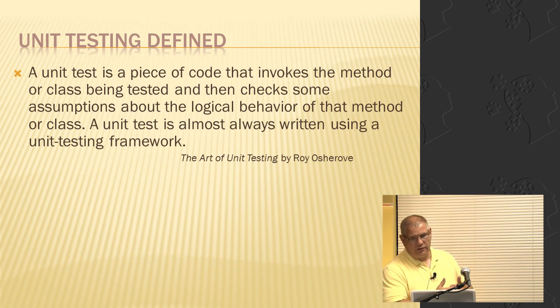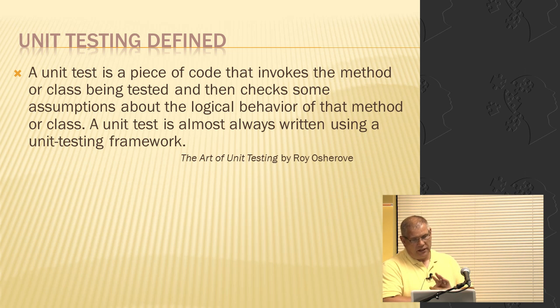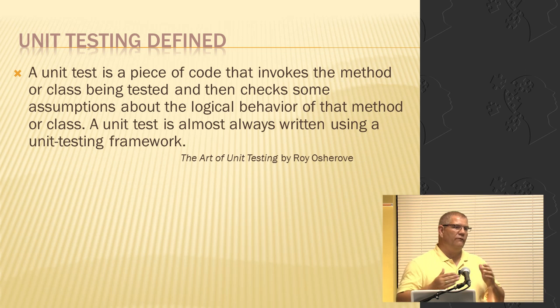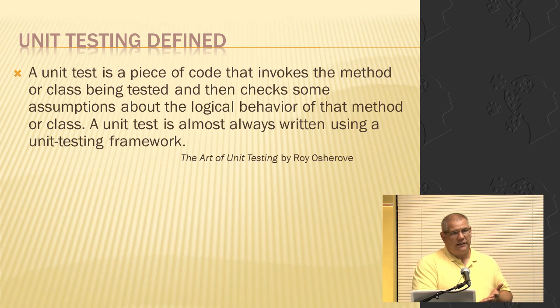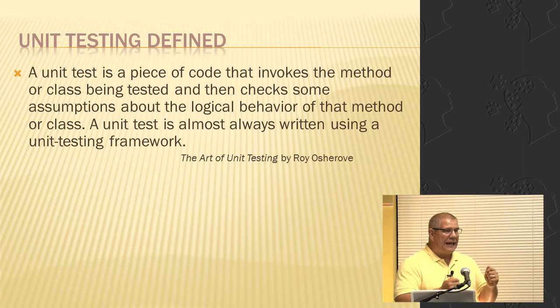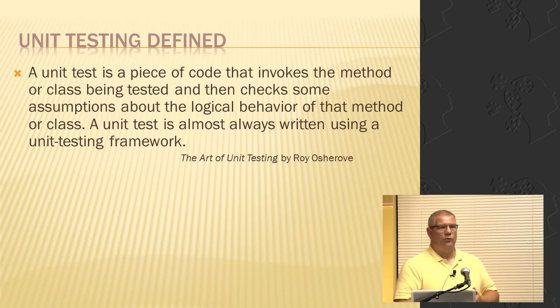A unit test is a piece of code that invokes the method or class being tested and then checks some assumptions about the logical behavior of the method or class. A unit test is almost always written using a unit testing framework. I read that verbatim because I'm taking a quote out of a book. It's a very good book, The Art of Unit Testing. You can get it as a PDF, by the way, and keep it handy all the time. It's a very good book on unit testing, and we'll walk you through the exact steps. A lot of what I show you will be in that book. I refer to it commonly myself, and it does define unit testing very well.